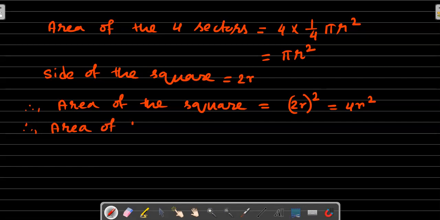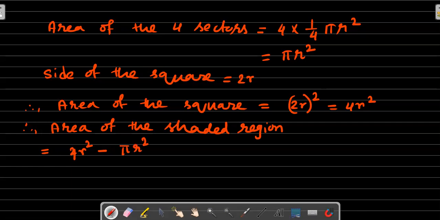area of the shaded region is equal to area of the square, that is 4r square, minus area of the four sectors, that is pi r square. So in the area of the shaded region, r square will be common and then 4 minus pi. Area of the shaded region is r square into 4 minus pi.